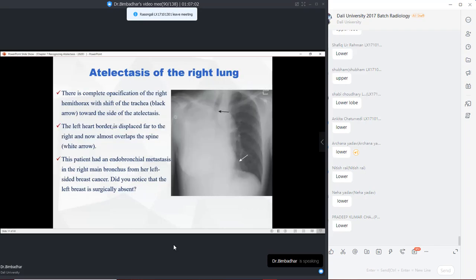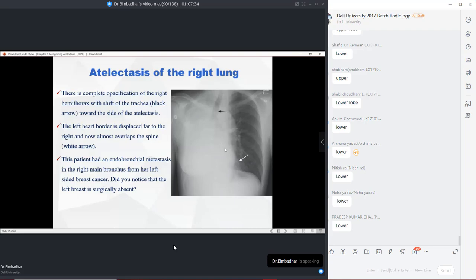Okay, then, you can see here, this is a complete opacification of the right hemithorax, where the trachea is shifted completely towards the right. So a right opacified hemithorax is present here. The trachea is pulled towards the right. The left heart border is displaced over to the right. So the left heart border came down into the central line and along the spinal shadow. So this is the right heart border.